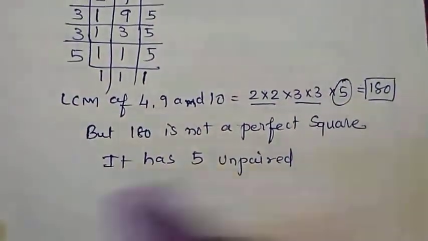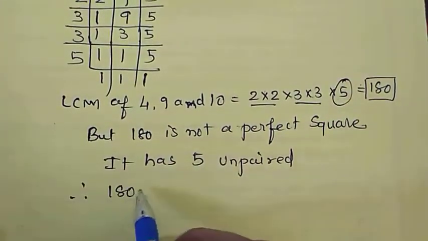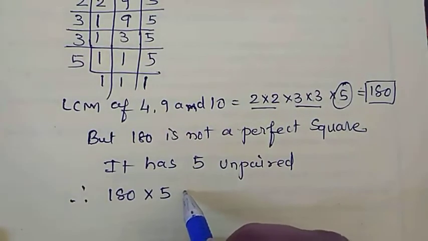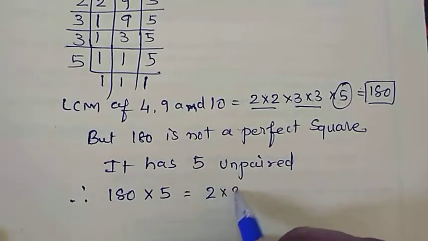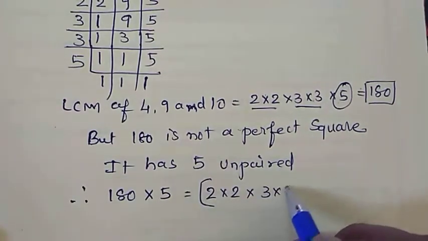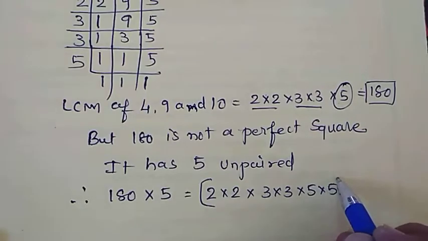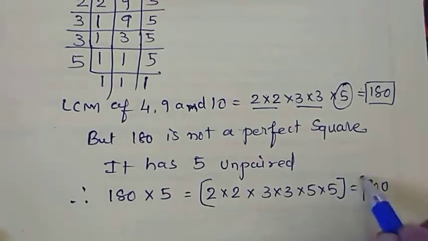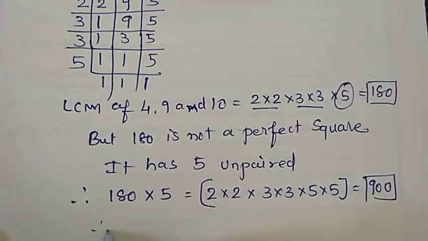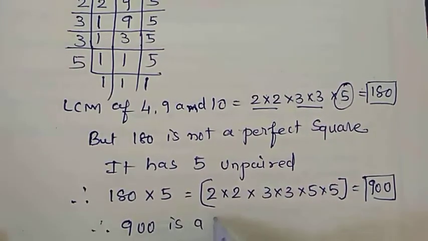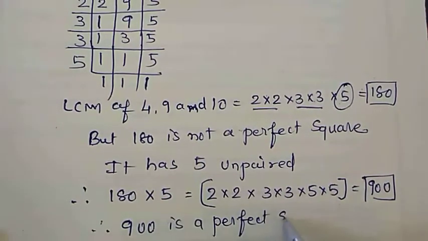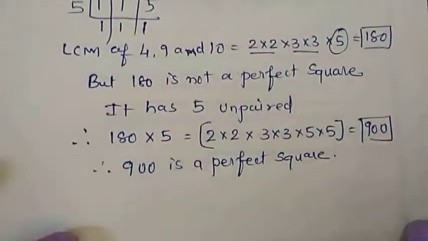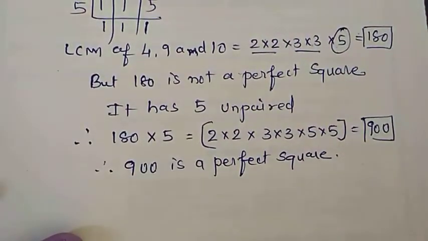So therefore 180 multiplied by 5. Then we will get 2 into 2, then 3 into 3 and 5 into 5. Clear? And that will give us 900. Therefore 900 is a perfect square. The number which we require is 900.